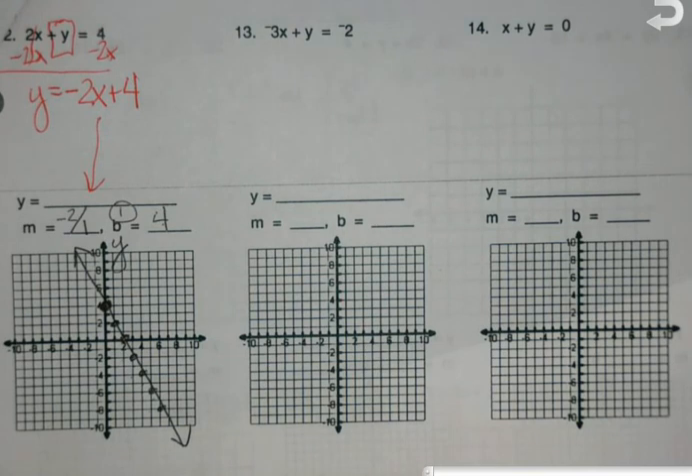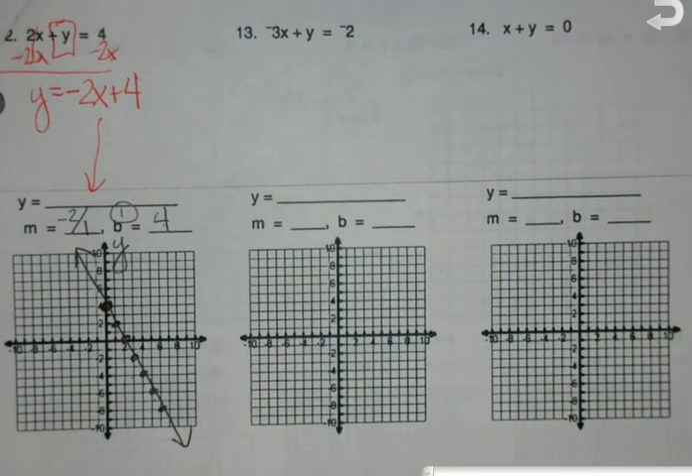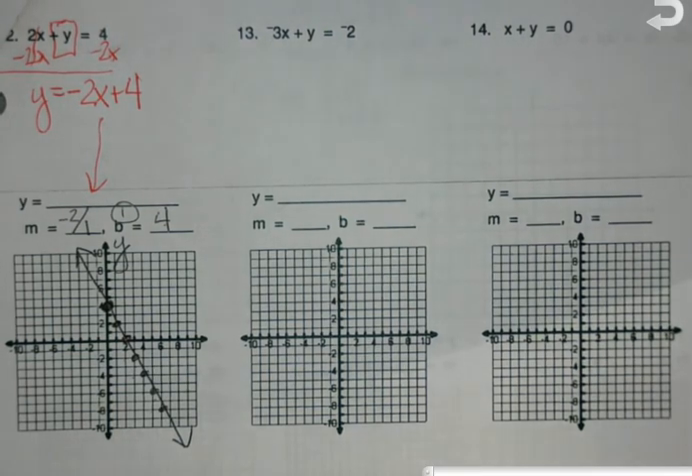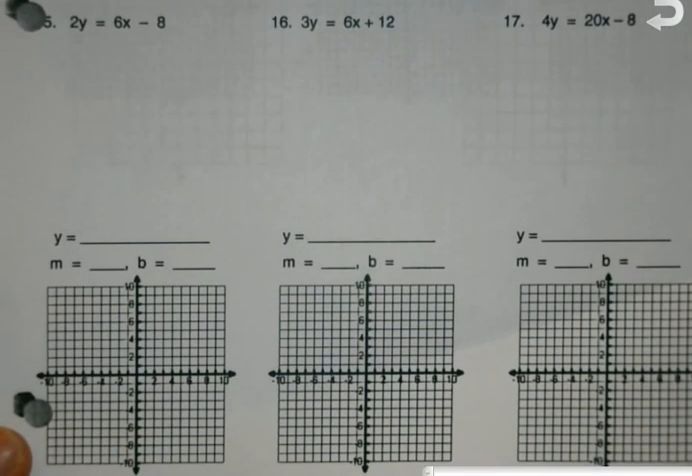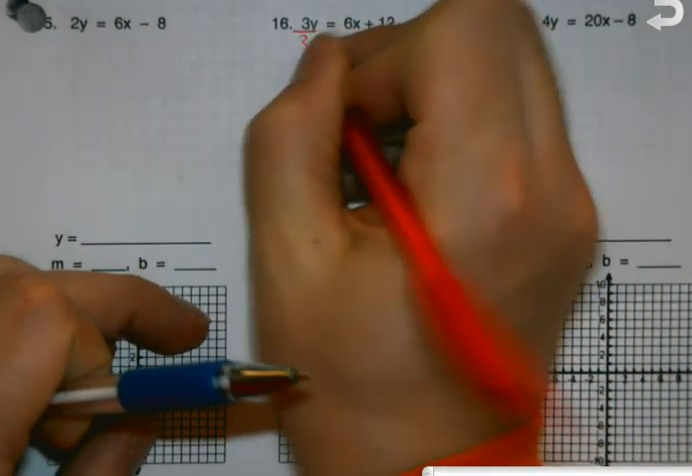I'm going to drop down to 16. I'll move down just a bit here. I believe this should be the last one. What's my one step in 16 to get y by itself? Divide everything by 3.